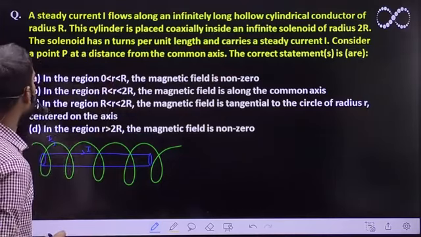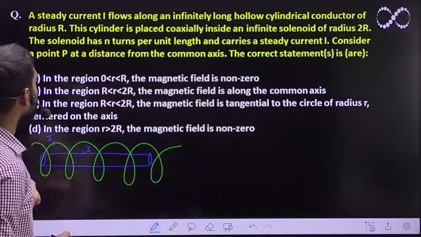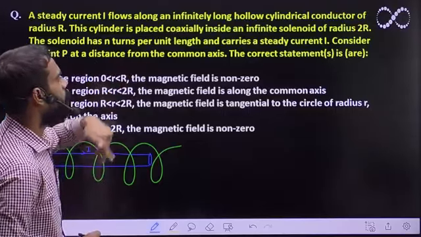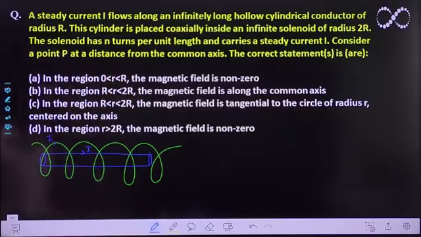Okay, and consider a point P at a distance r from the common axis. उसके बाद आपको स्टेटमेंट्स बतानी है. तो दिस इज द फिगर. नाउ लेट अस गो बैक टू द ऑप्शंस नाउ.